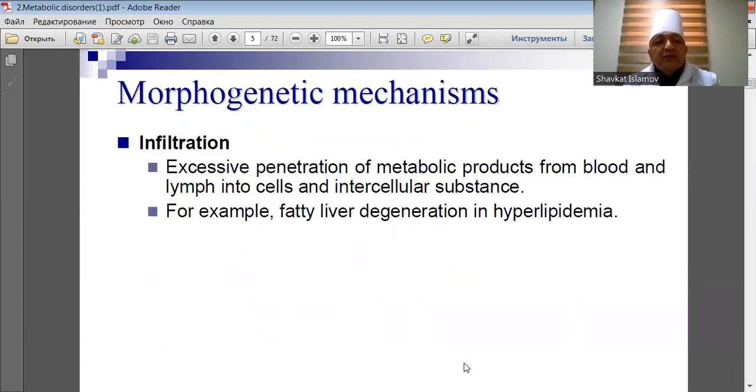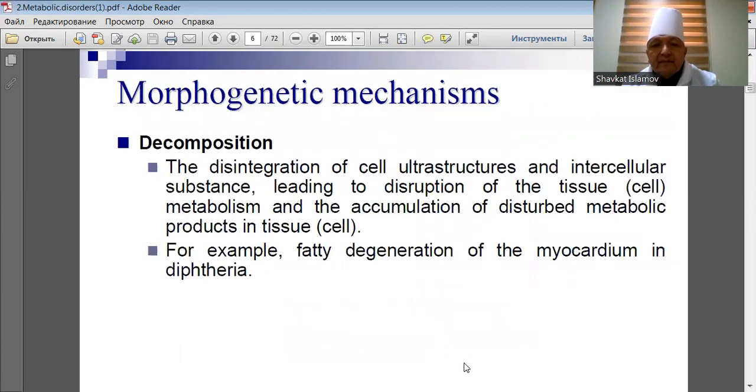Morphogenetic mechanisms. Infiltration: excessive penetration of metabolic products from the blood into cells and intercellular substance. For example, fatty liver degeneration in hyperlipidemia. Decomposition: the disintegration of cell ultrastructures and substance leading to disruption of tissue metabolism and the accumulation of disturbed metabolic products in tissue. For example, fatty degeneration of the myocardium in diphtheria.